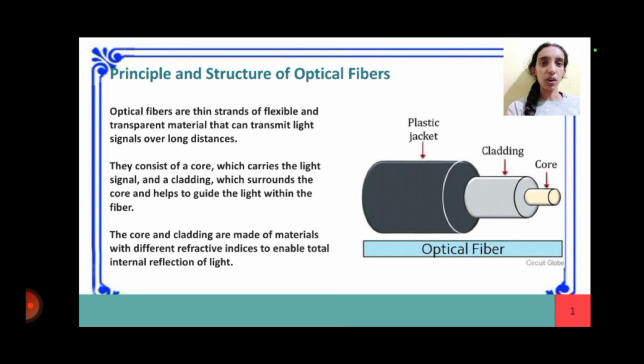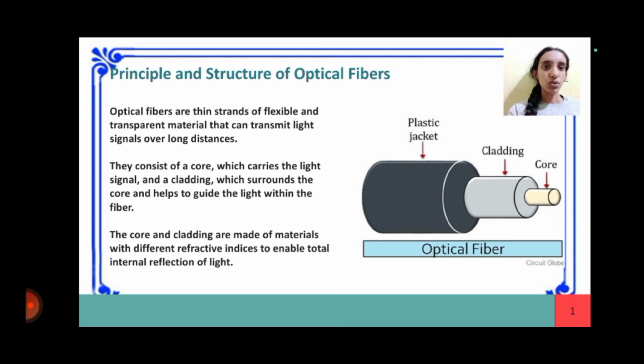Optical fibers are thin strands of flexible and transparent material that can transmit light signals over a long distance. They consist of a core which carries the light signals. You can see the core here in the structure of optical fibers, and a cladding which surrounds the core and helps to guide the light within the fiber. The core and cladding are made up of materials with different refractive indices to enable total internal reflection of light.